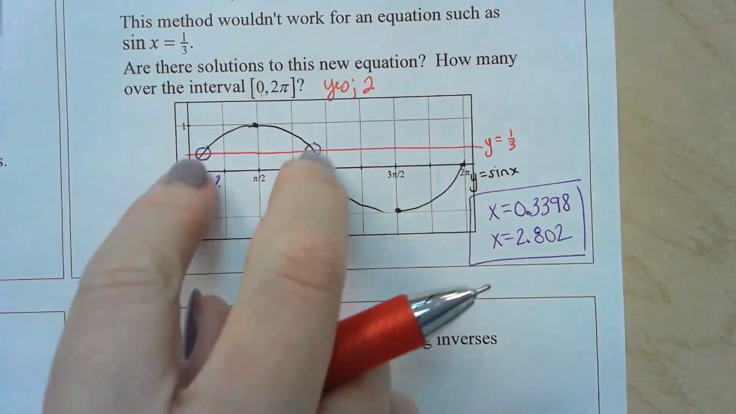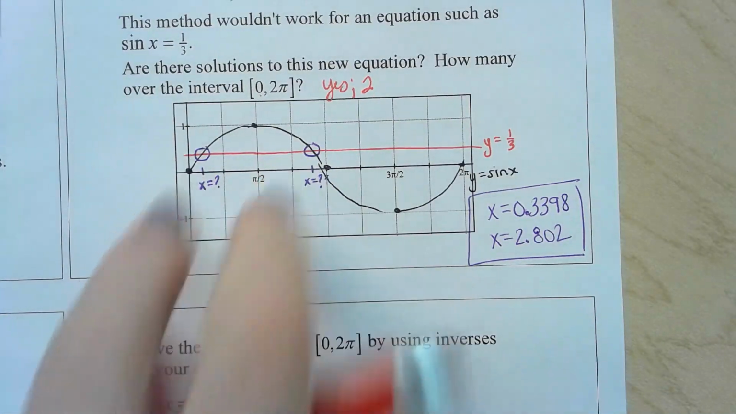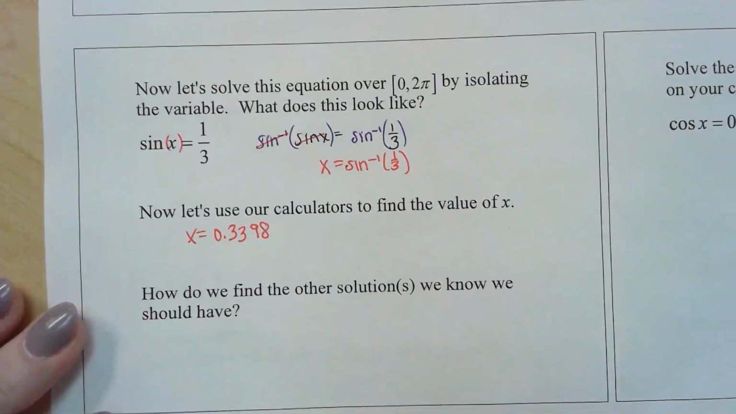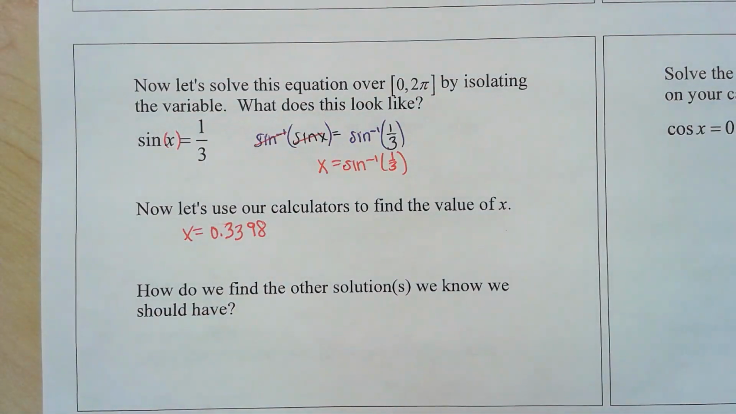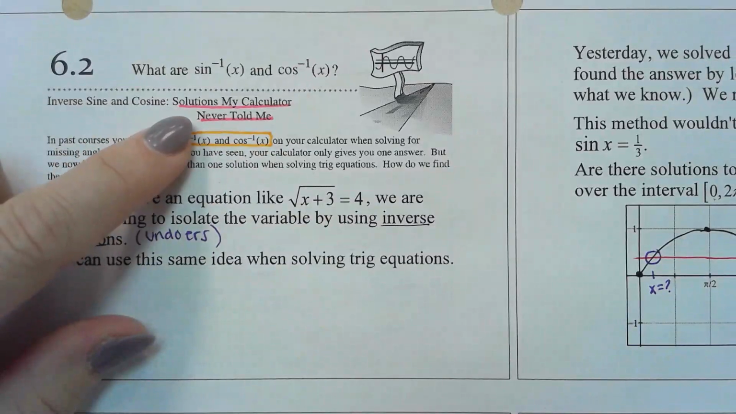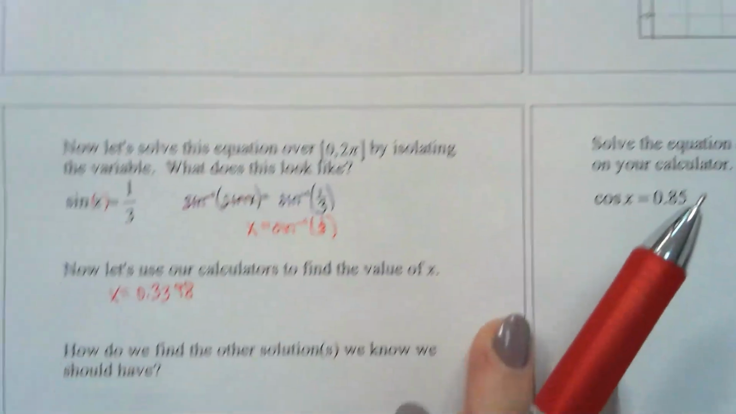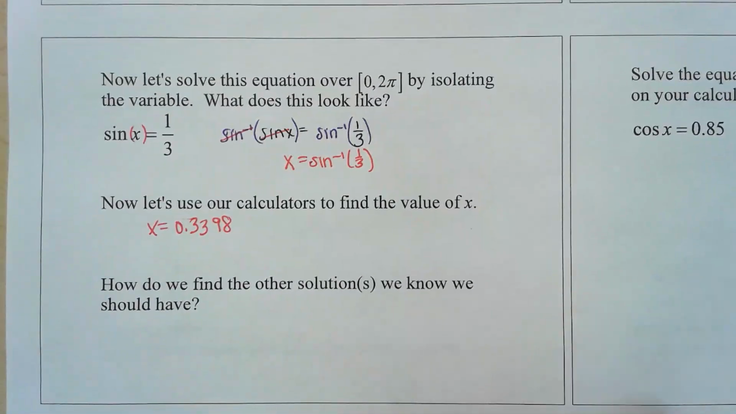So when we use a graphing method, we can very clearly see how many solutions. If we decide not to use graphs and we try to isolate the x, maybe we're not so sure. Like, we know there's 2 solutions because we've already done the problem, but do you see the calculator spit out 1 solution and didn't give me anything else? Remember the name of the lesson today? Solutions my calculator never told me. I know there's more. I have to go find them. So what are we going to do?